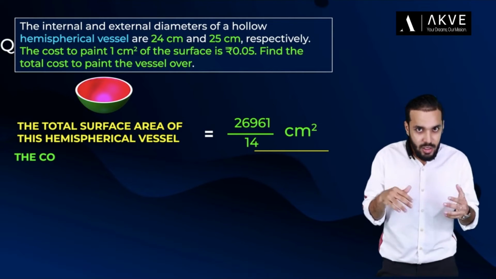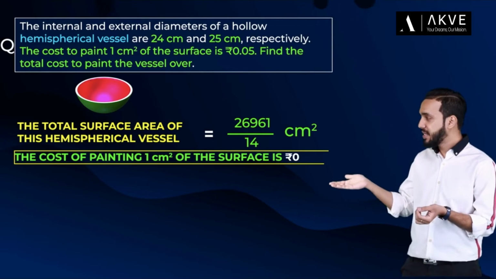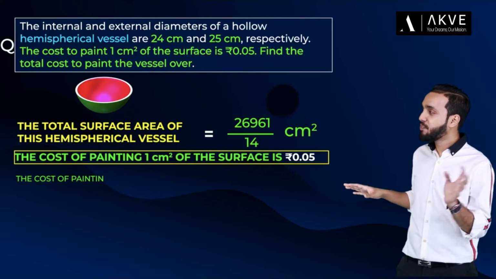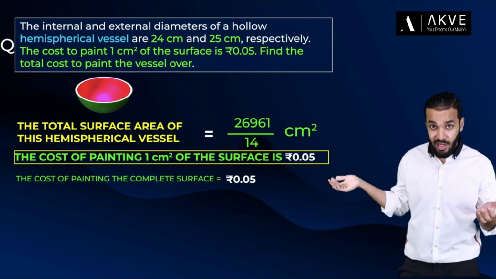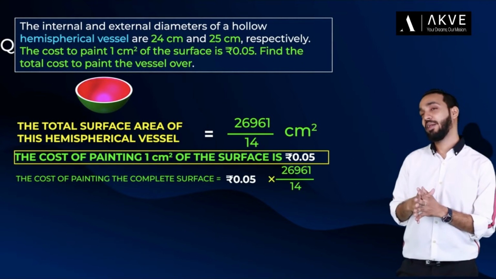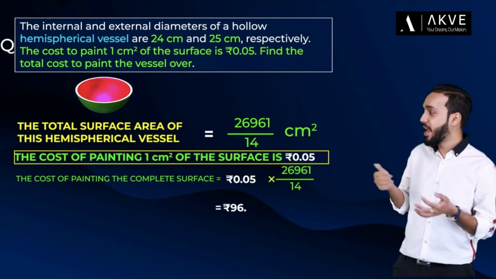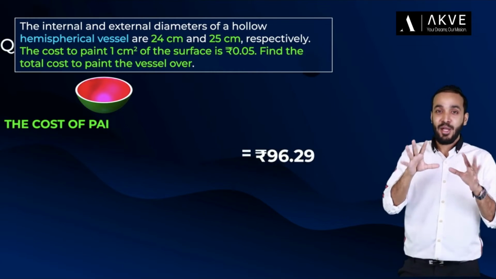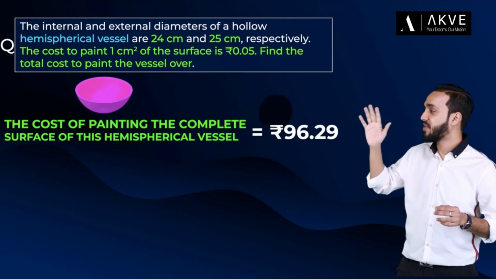Now, the cost of painting 1 square centimeter of surface is rupees 0.05. Then, the total cost of painting the complete surface would be rupees 0.05 into 26961 by 14. Now, this just simplifies to rupees 96.29. So, it just takes rupees 96.29 to paint the complete surface of this hemispherical vessel.